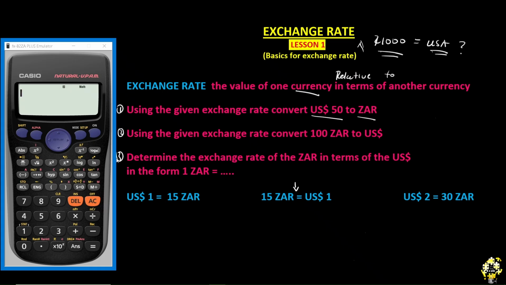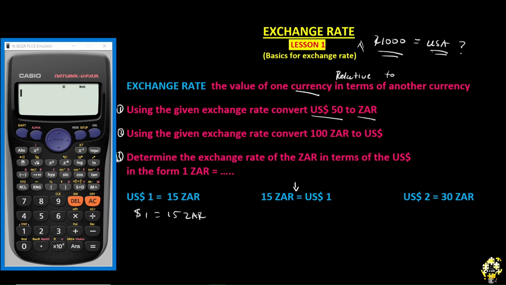So let's continue. Now, using the given exchange rate, convert $50 to South African rands. Where do we start? How do we start? If you watched that video, by now you will know. We start with the conversion factor. So we are going to rewrite this, but let's keep it simple. We are going to say that $1 is equal to 15 rands.